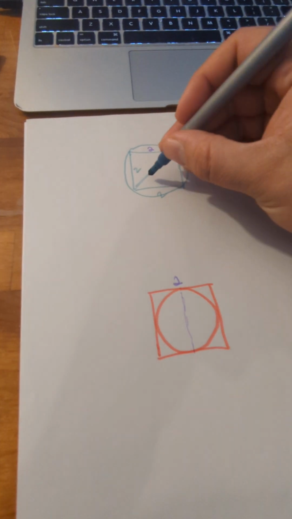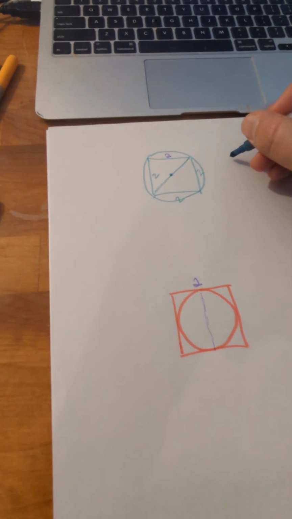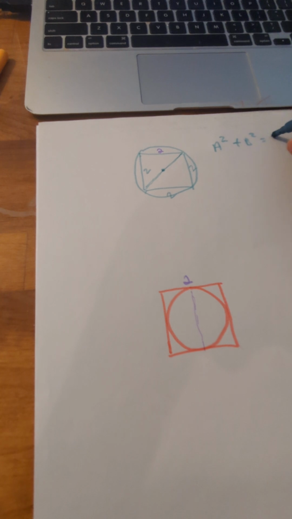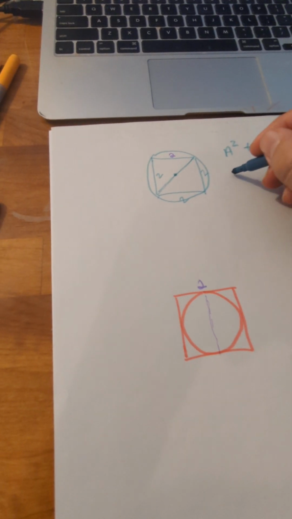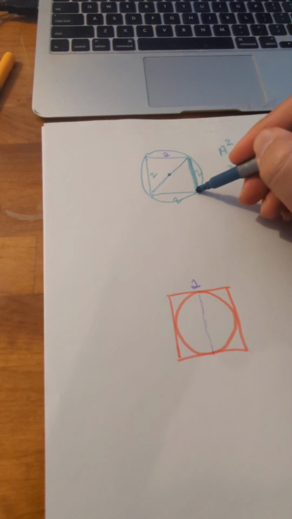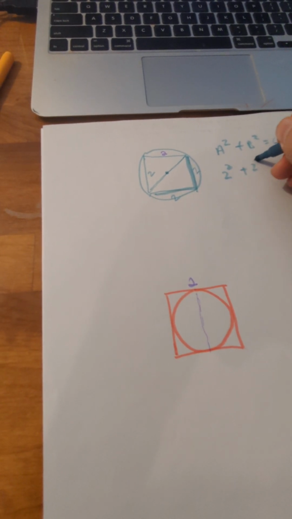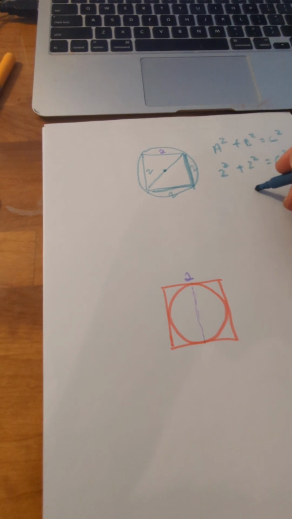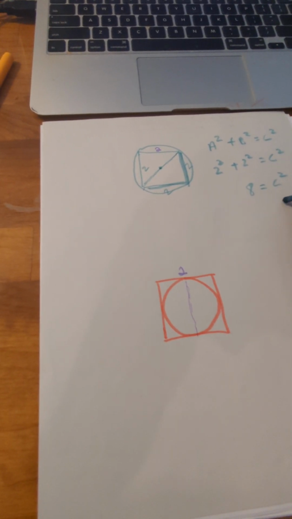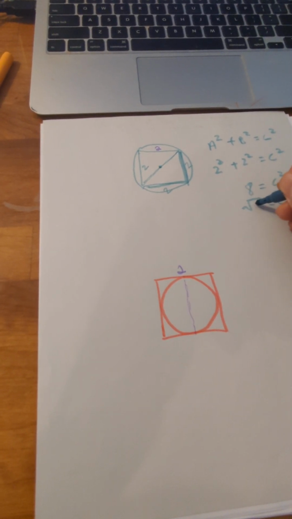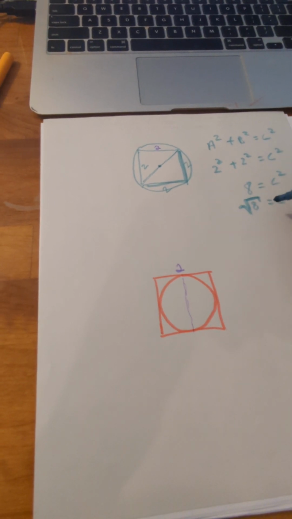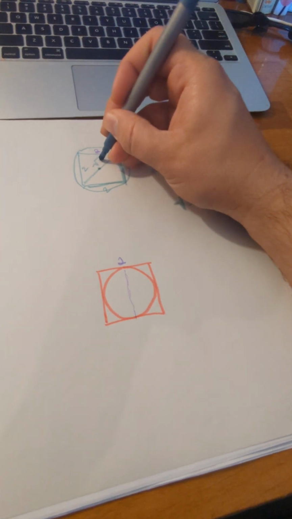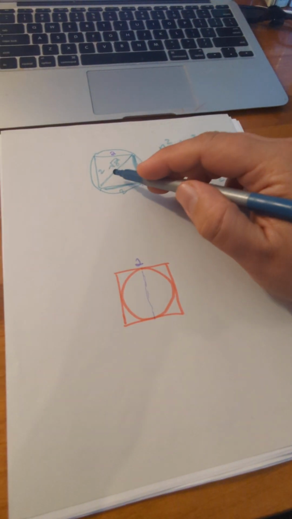Okay, so I want to find this distance here. I'm going to use the Pythagorean theorem, which is a squared plus b squared is equal to c squared. So this is going to be 2 squared, we're looking at this leg and this leg, plus 2 squared is equal to c squared. 2 squared is 4. 4 plus 4 is 8. 8 is c squared, which means c is plus or minus the square root of 8. In this case, plus, since we're dealing with a distance. So this is the square root of 8. That's that distance right there.